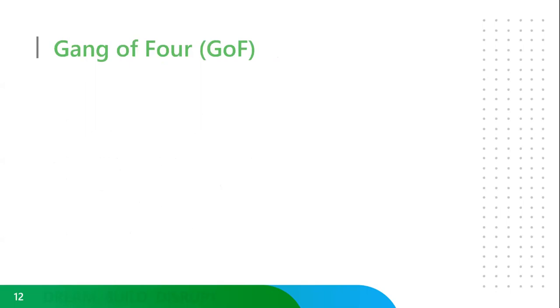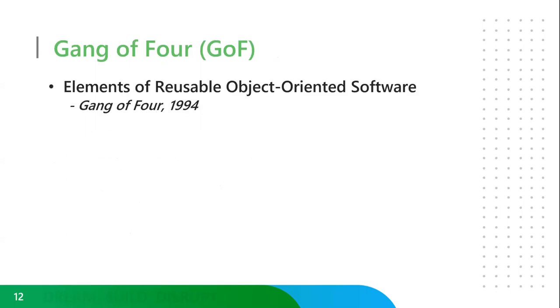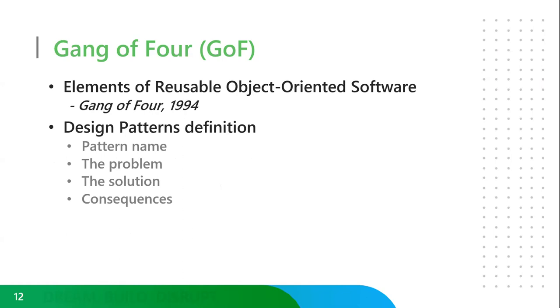Then a little about the history of design patterns. In 1994, the Gang of Four, that means four authors, wrote the book Elements of Reusable Object-Oriented Software, which covered the classical 23 design patterns. The Gang of Four provided a clear definition of software design patterns and outlined their required parts. Each pattern must have a name. The name describes the problem and the solution in only a couple of words. Then the solution must also be clearly stated. It describes when the pattern should be used, and along with that, it should have some trade-offs or consequences of using that pattern. So that's how the Gang of Four defined design patterns.